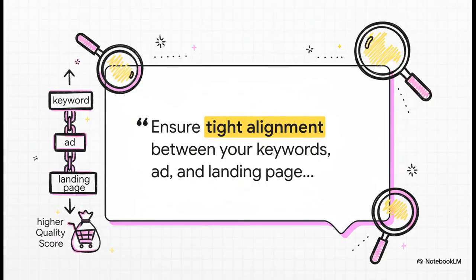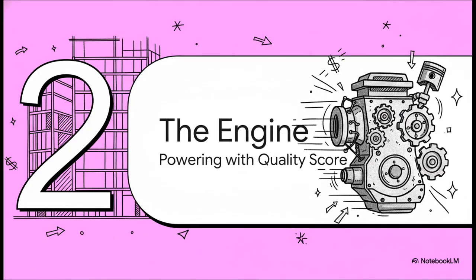You know, don't just take my word for it. This quote from WordStream just nails it. You have to ensure tight alignment between your keywords, ad, and landing page. This isn't just about being neat and tidy. This alignment is the secret ingredient for a higher quality score, which, as we're about to see, directly leads to lower advertising costs. So, if the account structure is our blueprint, then quality score is the engine that drives your entire campaign. A powerful, efficient engine just makes everything run better and a whole lot cheaper.